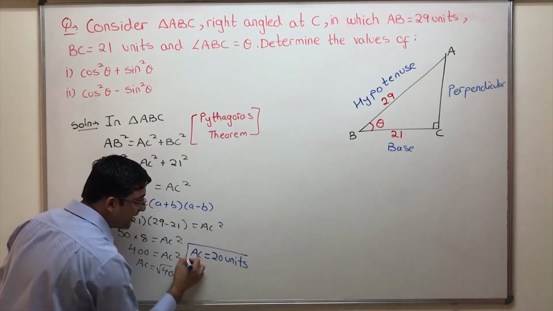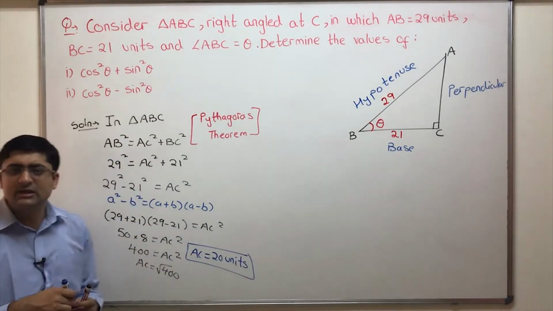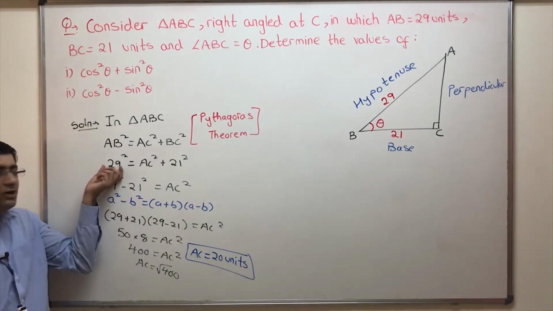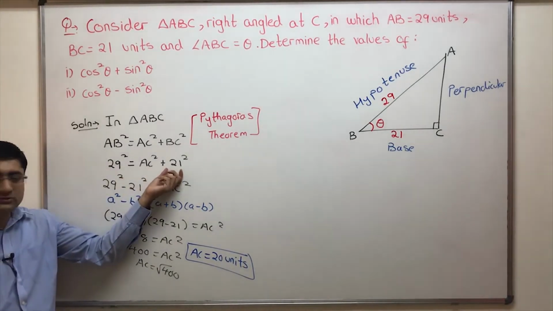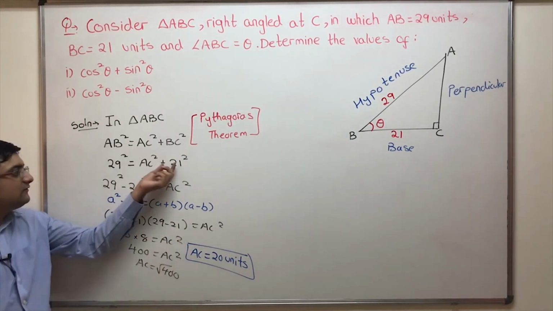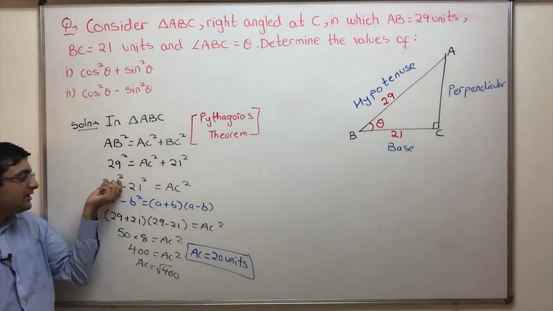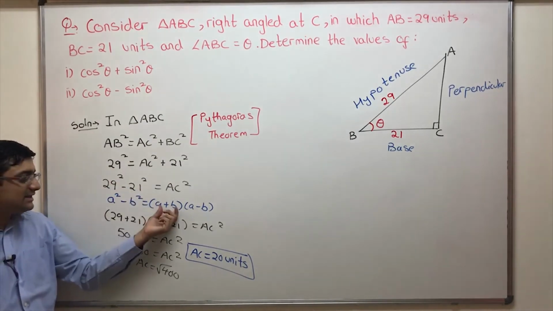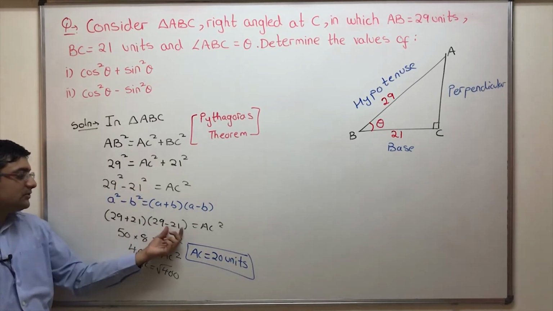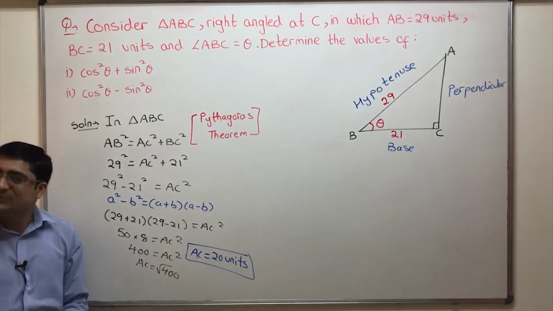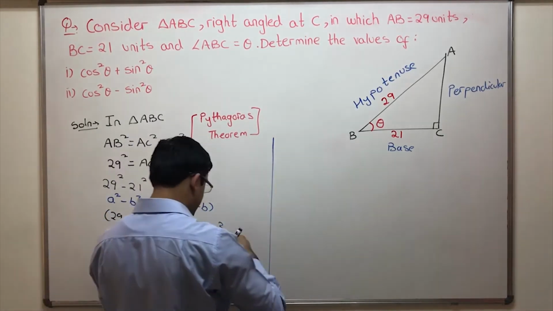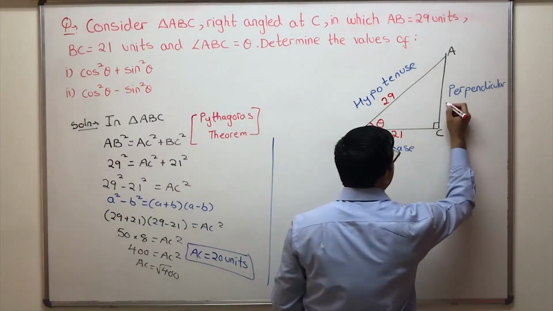So whenever you have slightly bigger numbers like 29, 21, it's a good idea to take the help of the identity. Another way of doing this question is you write down 29 square, you write down 21 square, subtract the two, you'll get 400 only, and then take the square root. Alternatively, bring this over here. So whenever you have A square minus B square, it is A plus B into A minus B. So 29 plus 21 and 29 minus 21. So 400, AC is 20 units. Is this clear? So now, what is AC? We got AC as 20 units. We mark it over here, AC is 20.